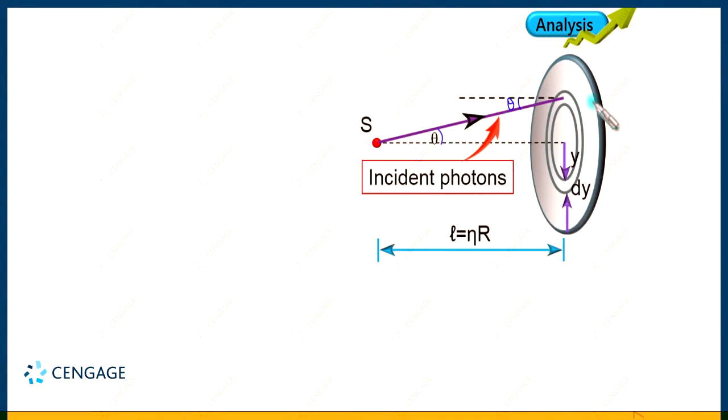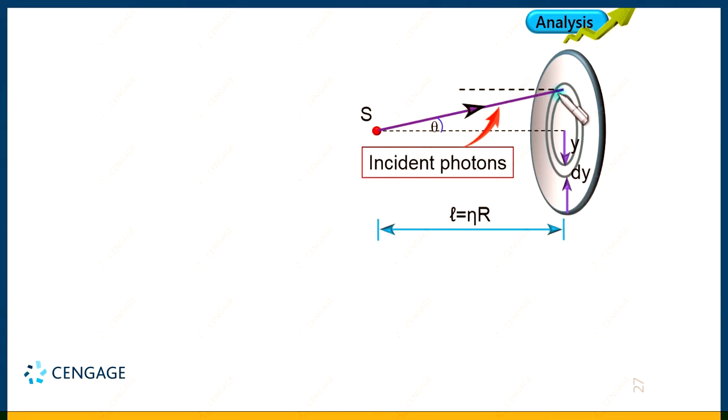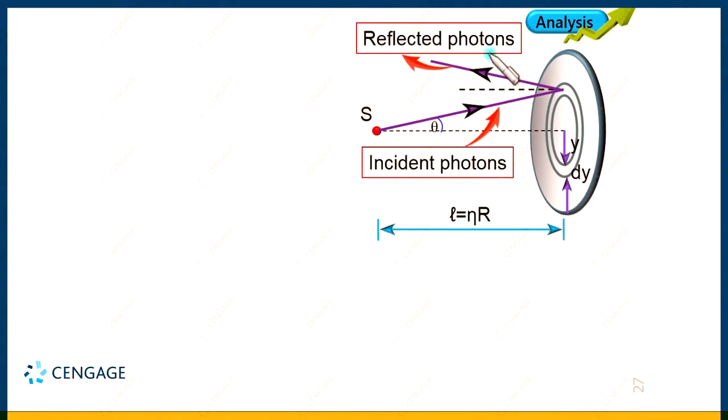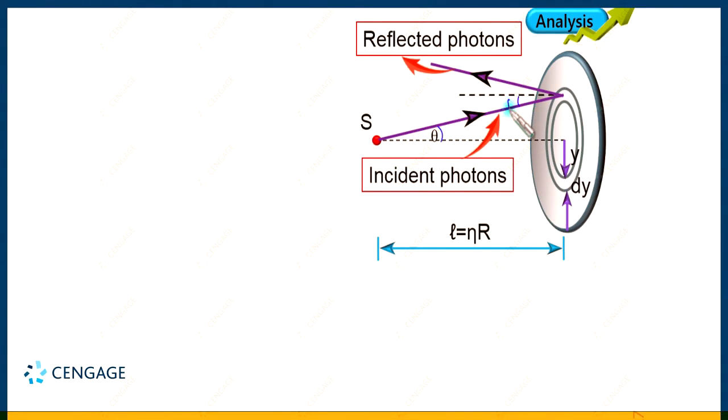because this is a mirror. That means the angle of incidence should be equal to the angle of reflection. That means the photon will reflect back like this, right? These are the reflected photons. That means this angle, if incident is theta, this should also be theta.